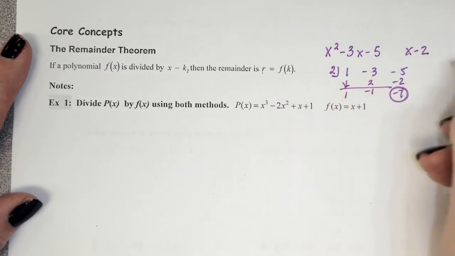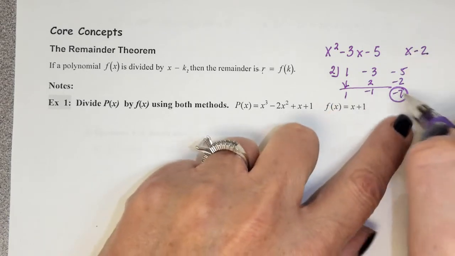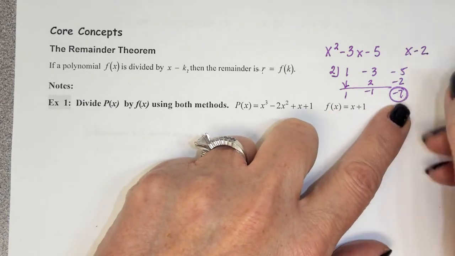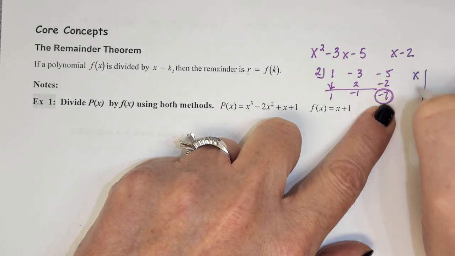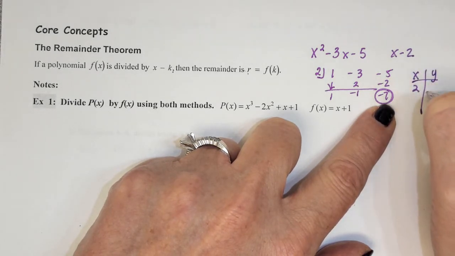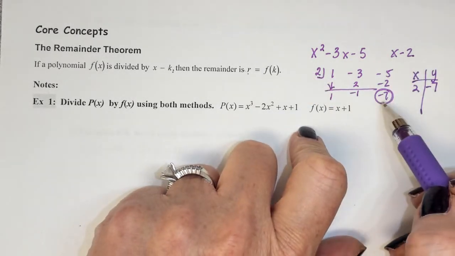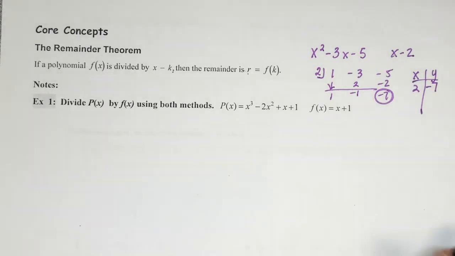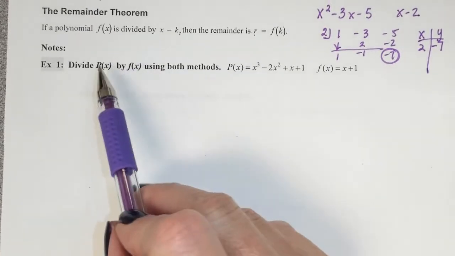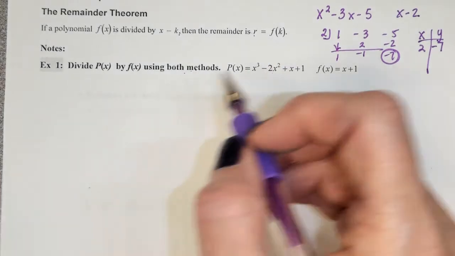This would be the remainder. So because I was dividing by x minus k, this is my remainder. So this tells me that when x is 2, y is going to be negative 7. That whole thing that I just did tells me that. And I'll come back to that later. All right, so we're going to do this problem by using both methods. We're going to use long division first.